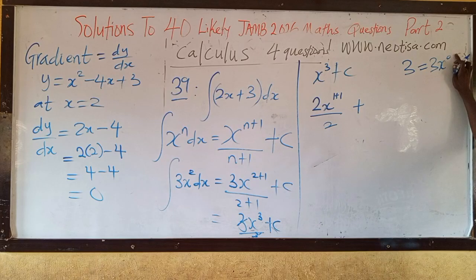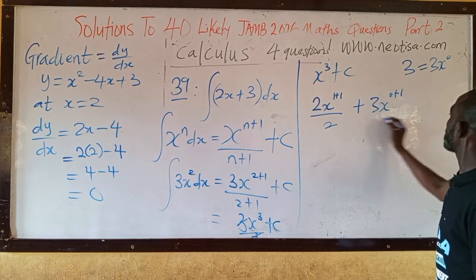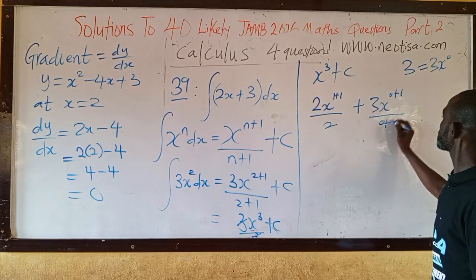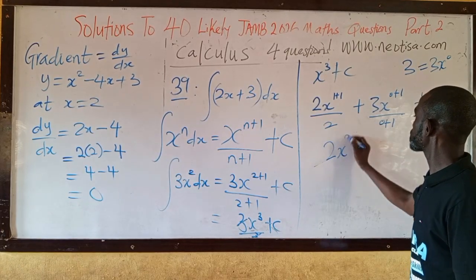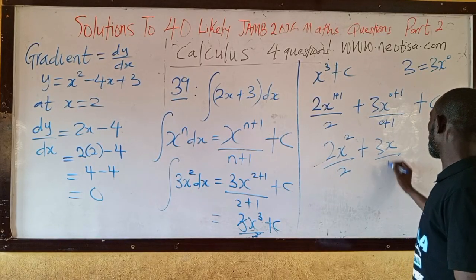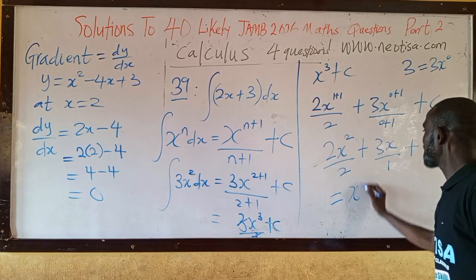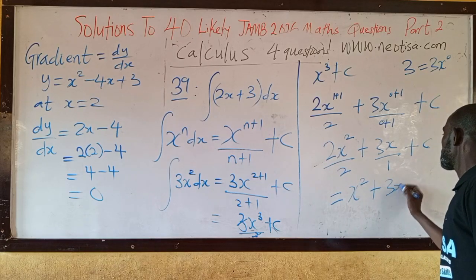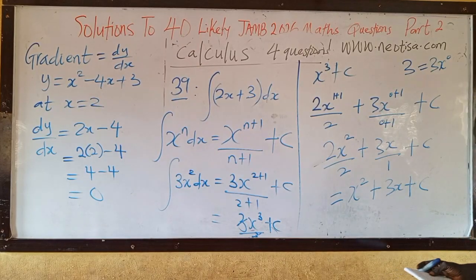So what is the rule? I will add 1 to this. This will now be 3x to the power 0 plus 1, all over 0 plus 1, plus c. This will now be 2x squared all over 2 plus 3x all over 1 plus c. This will cancel out these 2. Now x squared plus 3x plus c. That is option A.